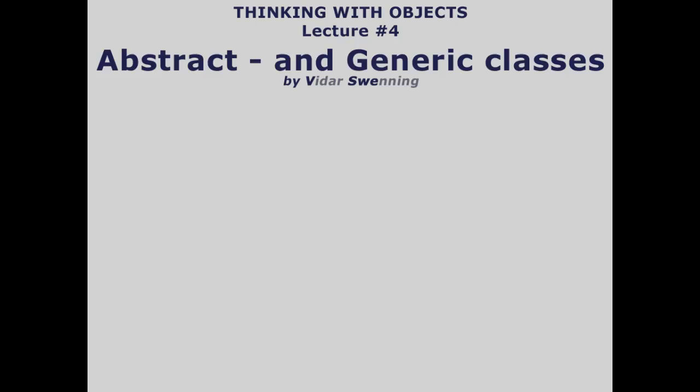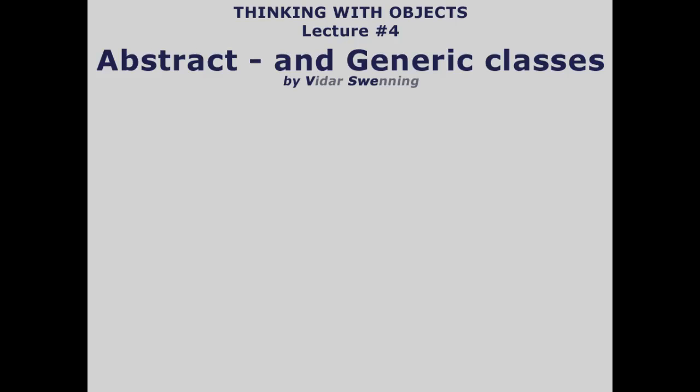So this lecture will be split in two. The first part will be about something called abstract classes, which are basically classes that aren't finished, so we can't really create objects from them. Might seem a bit weird. And then we have generic classes, which are not really finished either, so when we create objects from them we need to specify some more things, more than just the constructor.